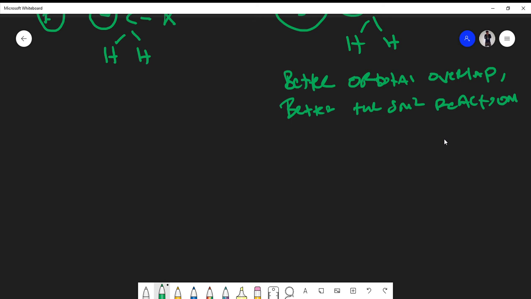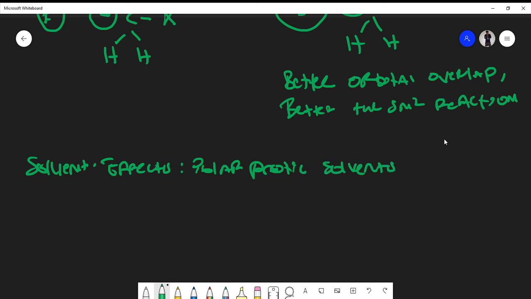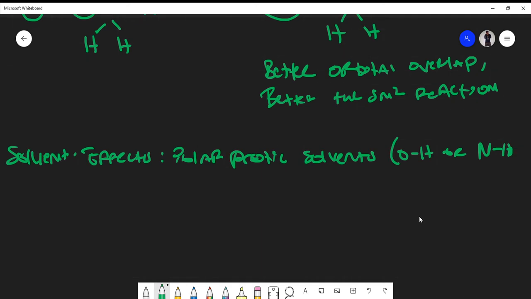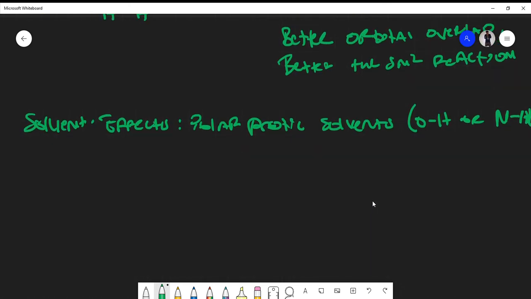Solvent effects. Let's talk about solvent effects with respect to an Sn2 reaction. You have to take all these into account, especially when you decide between an Sn1 reaction and an Sn2 reaction. So for Sn2 reactions, we use polar protic solvents. In other words, it has a hydrogen, so something like OH or NH. Now, here's the thing. This is not the ideal condition for an Sn2 reaction because it actually reduces the nucleophilicity.